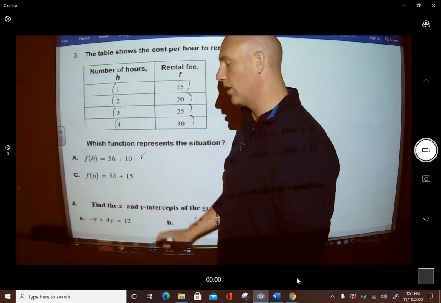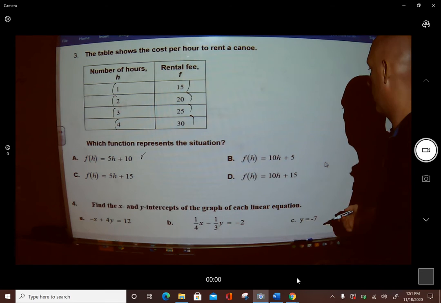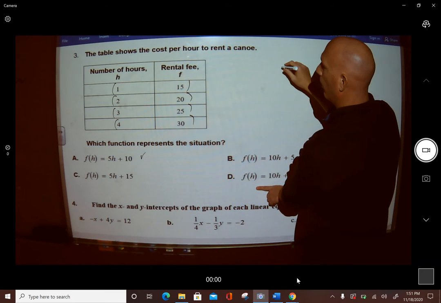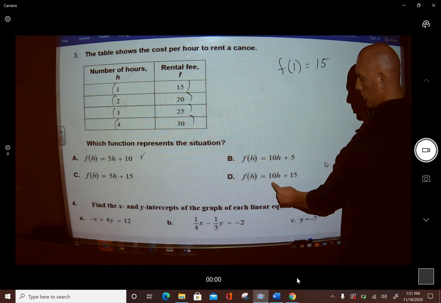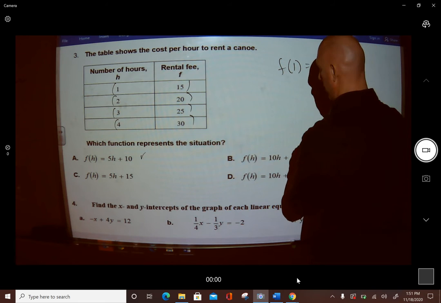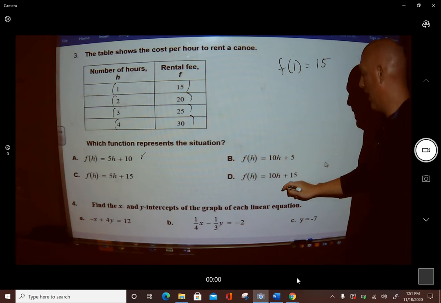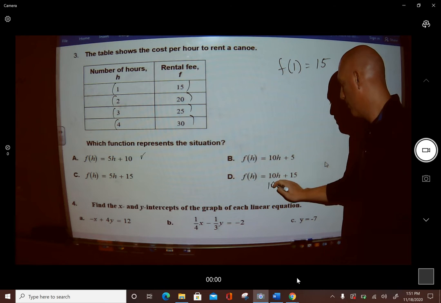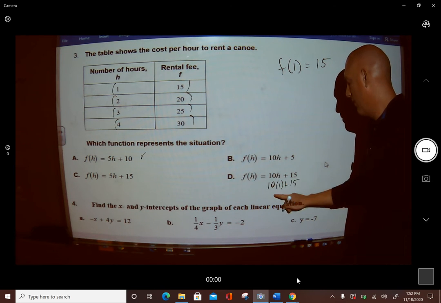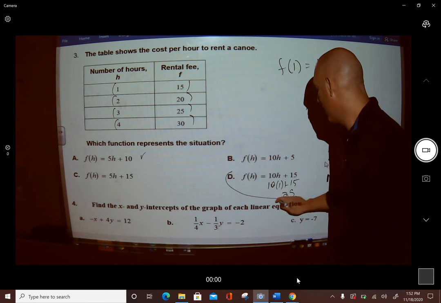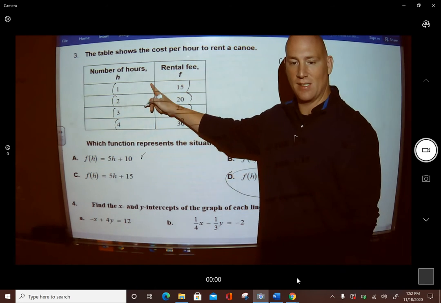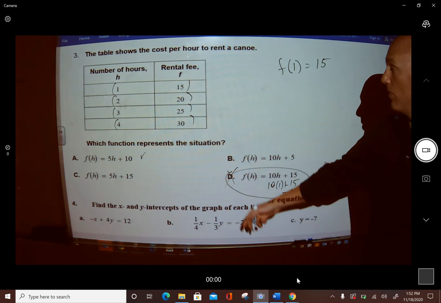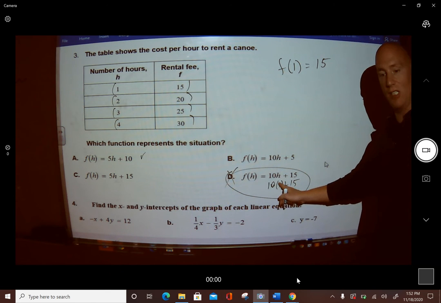We already know A is going to work, so I'm going to show you why the other ones don't work. If I looked at D, what it would mean is f of 1 would have to equal 15. So when I plug 1 in here, I better get 15 out. Well, if I look, it would be 10 times 1 plus 15. 10 times 1 is 10, plus 15 would be 25. When I look at the D equation, when I plug in 1, I get out 25. That's not what this is, so that does not work. These are not solutions to this equation.